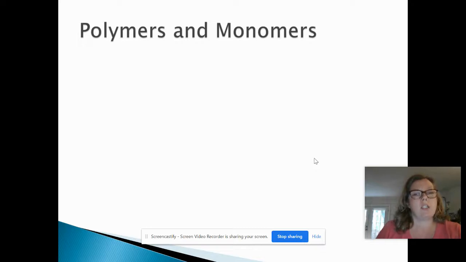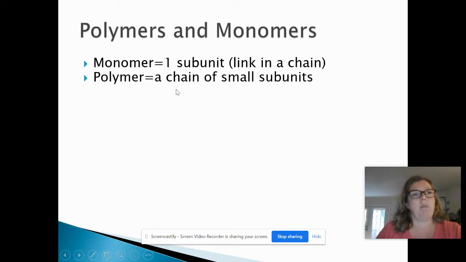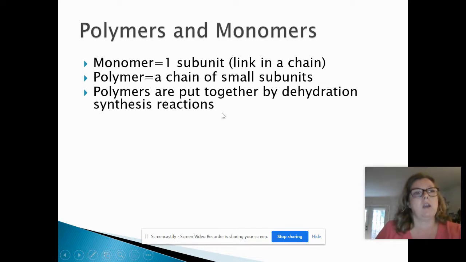The first thing I'd like to talk to you about, though, is polymers and monomers. That word poly means many. The mer refers to a part. So a polymer is a molecule that has many parts to it. Mono, of course, means one. Mer means part. So a monomer is one subunit, like a link in a chain, and a polymer means you have a chain of many smaller subunits.